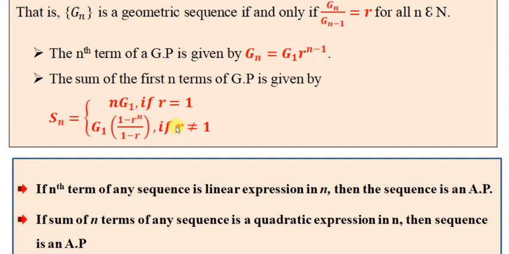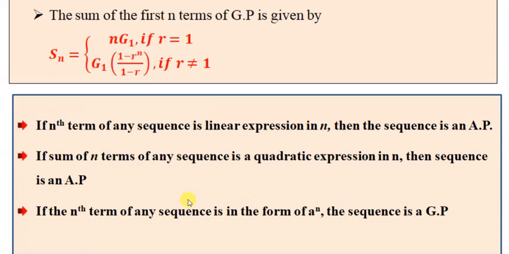And also, if r is different from 1, then the sum of the first n terms of a geometric progression is given by Sn is equal to G1 times (1 minus r to the power of n) over (1 minus r), where G1 is the first term. This can also be written as Sn is equal to G1 times (r to the power of n minus 1) over (r minus 1) simply.